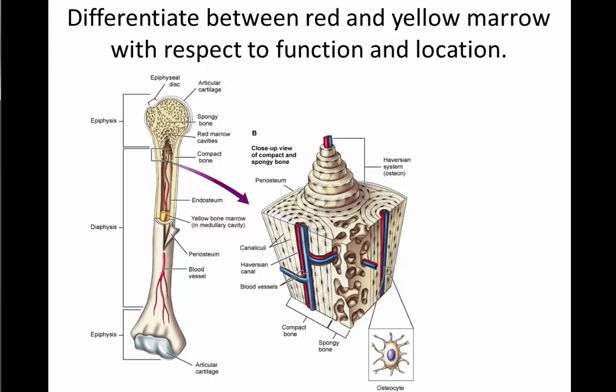The red bone marrow's function is to produce cells for the blood system. So we're talking red blood cells, white blood cells, and platelets, which we'll talk about later, their role once we get into the blood system. But the red bone marrow is involved in production of blood cells. Yellow bone marrow, on the other hand, fills the medullary cavity and is involved in fat storage.